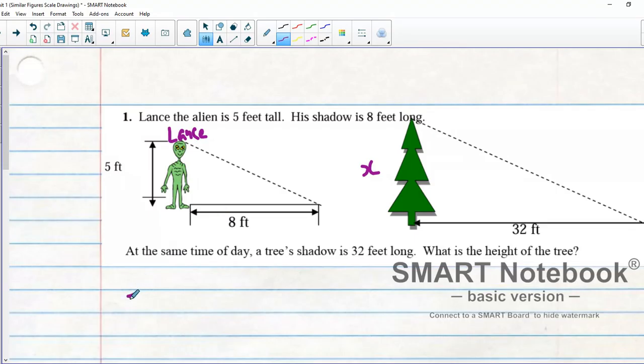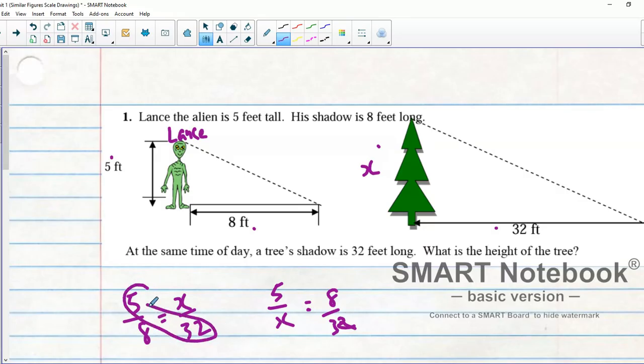Okay, all right, so let's set up the proportion, right? We can do 5 to 8 is equal to X to 32. Again, you can try this on your own if you want to. Or you can go like this. You can go 5 to X, 8 to 32. It's up to you. Okay, so here we went alien to his shadow, and then tree to his shadow. Or you could go alien to tree, shadow to shadow. Okay, either way, so let me just solve it like this.